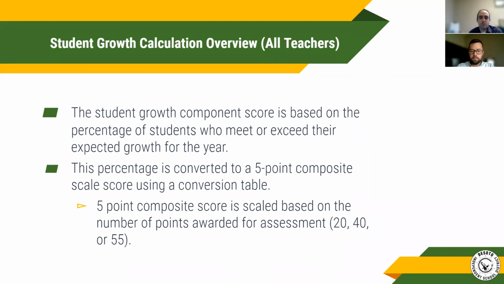And then that 5-point scale is scaled up to the appropriate number for your pie chart. So those pie charts that Ben looked at earlier, we saw that you either got 20 points, 40 points, or 55 points for different assessments. So we would multiply the 5-point scale by 4, 8, or 11 respectively to get you up to those full amounts on the pie chart.